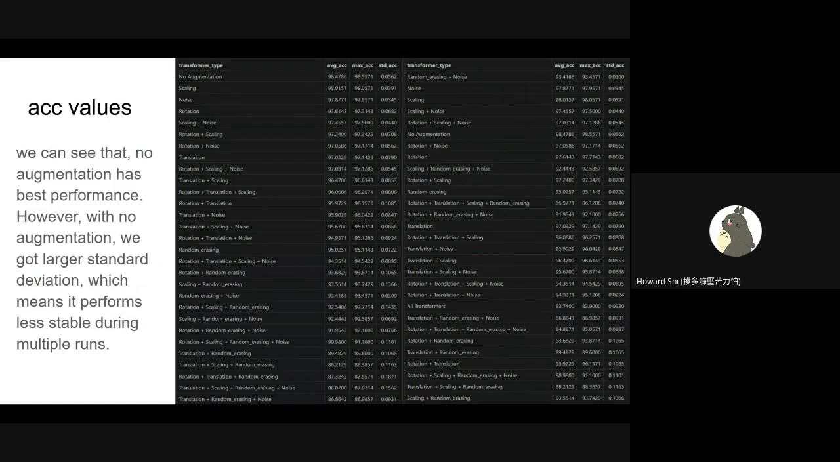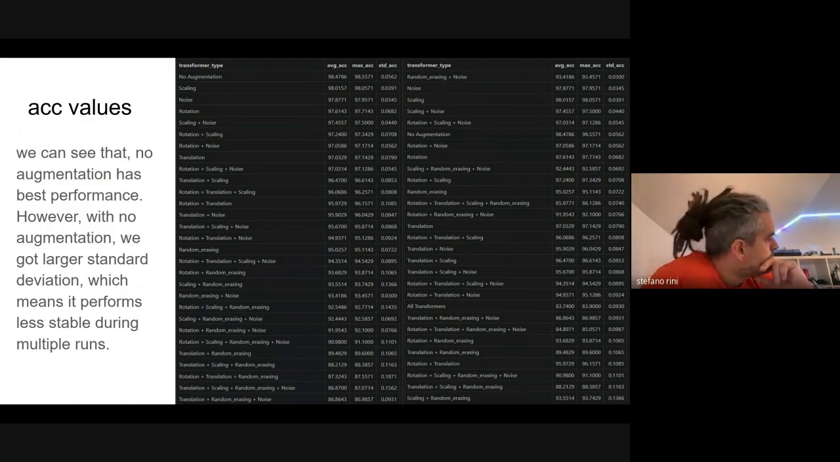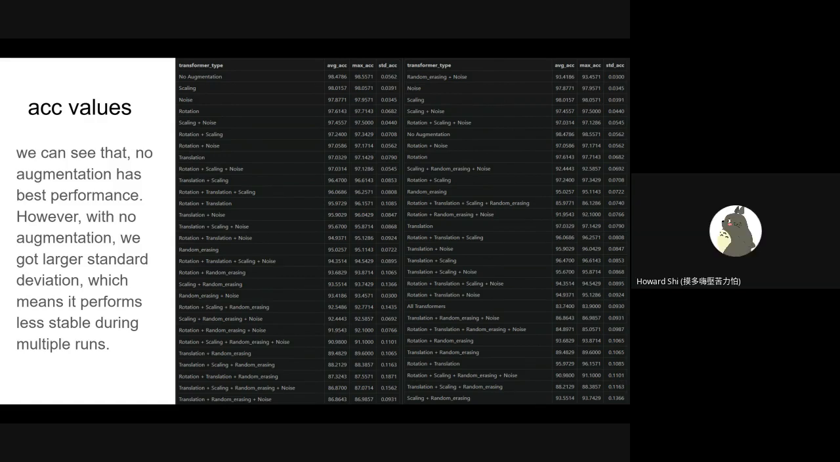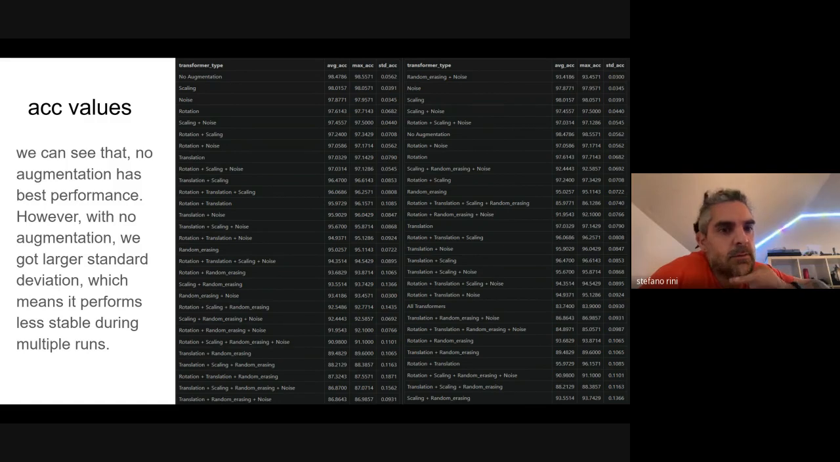We also collect the accuracy values from our last run into this table. Looking at the accuracy values on the slide, we can observe that using no augmentation actually resulted in the best overall performance. Really? There's something weird here. So this is validation accuracy on the non-transformed images, right? When you do validation, when you do testing, do you apply the augmentation on the testing data as well or not? No. So why do you have any advantage from augmentation? That's very weird.